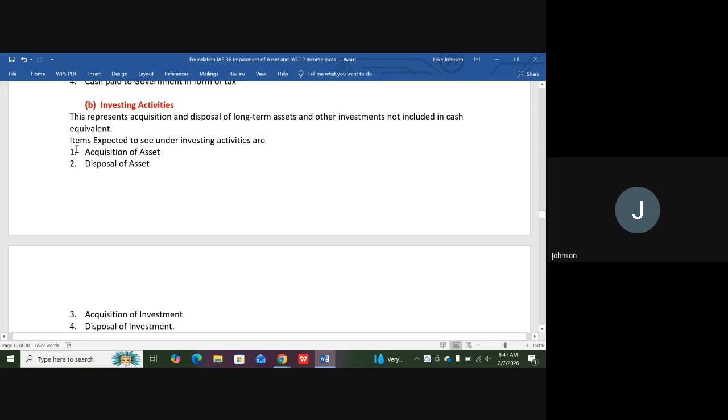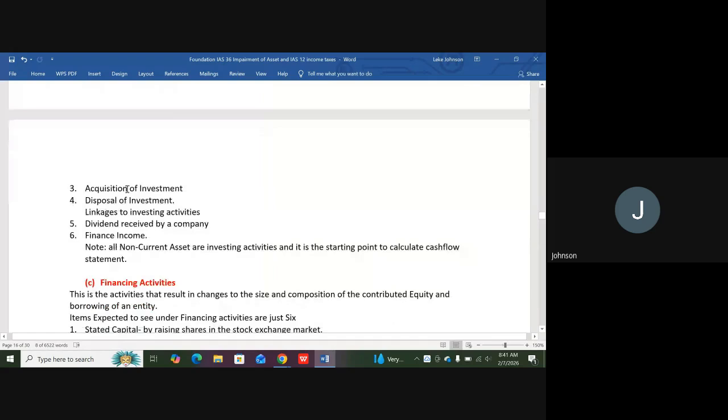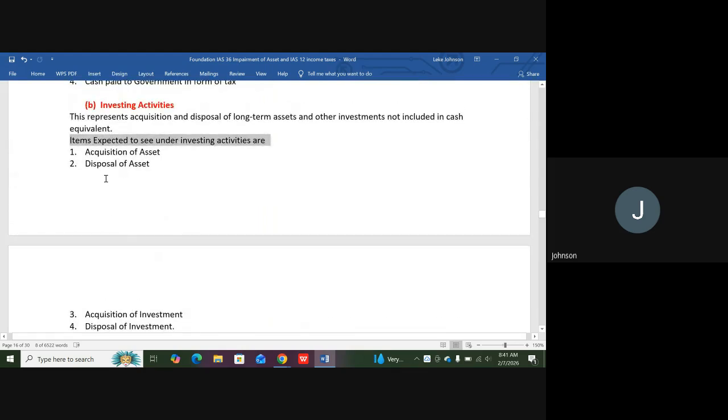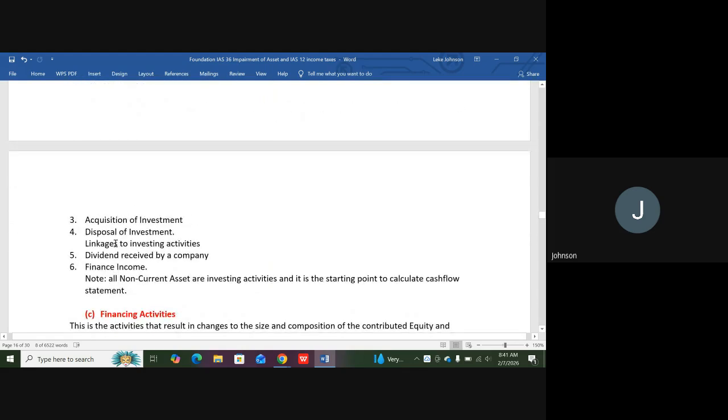Okay, so now they say items expected to see under this investing activity. So what are the items you're expected to see under this investing activity? I've mentioned them already. They are, number one, acquisition of assets, then disposals of assets. That's number one. Those are the things that you will see. The next thing, we also look at acquisition of investment, disposals of investment. Now, there are certain things that are linked to us buying assets and disposing assets, buying investment and disposing investment.